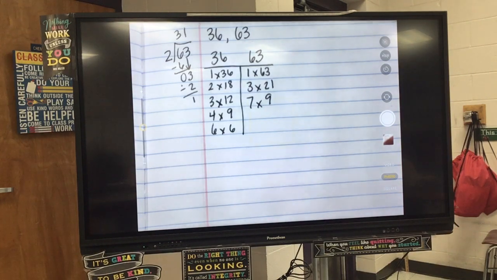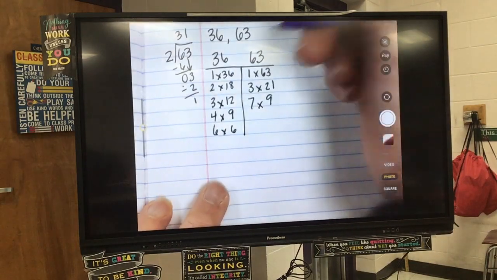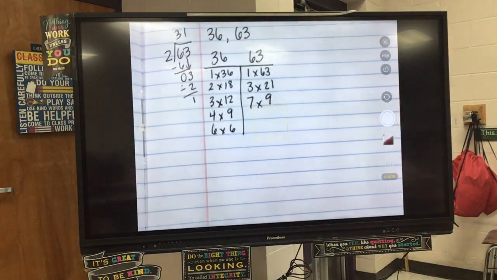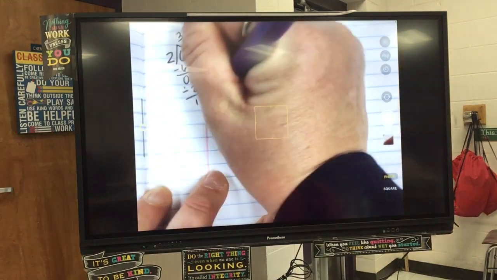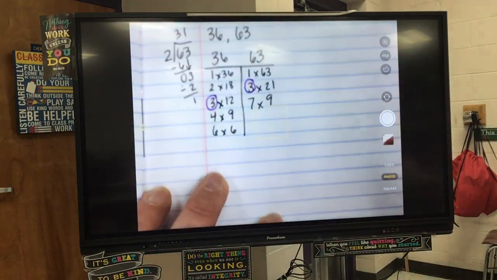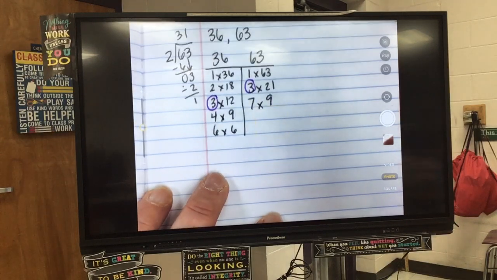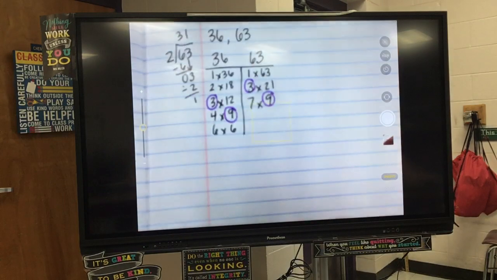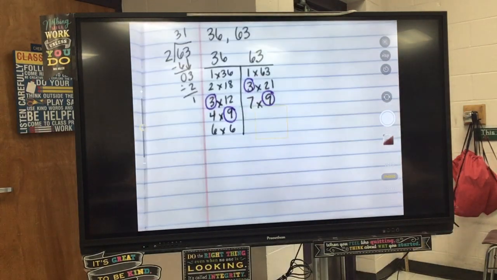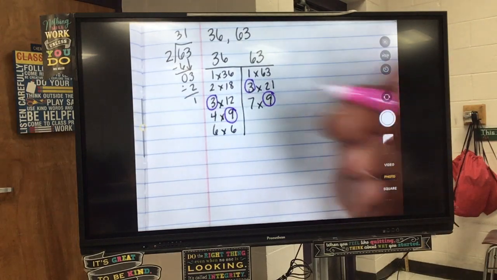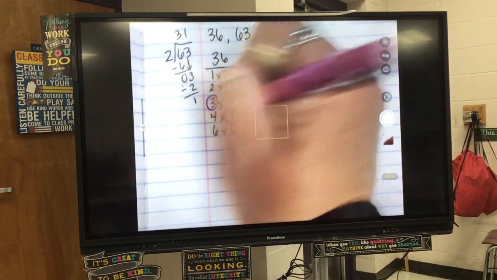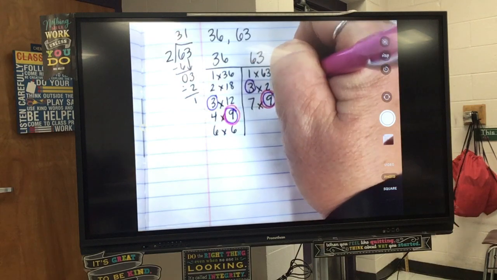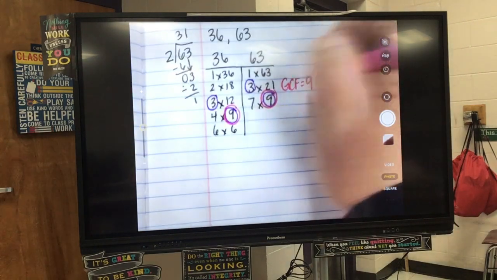So let's identify our common factors. And you never include 1, also. You don't ever include 1. 3 is 1. So 3. All right, what else? Kira? 9. Okay, anything else? All right, and then what is our greatest common factor? Elizabeth? 9. All right, so then our GCF equals 9.